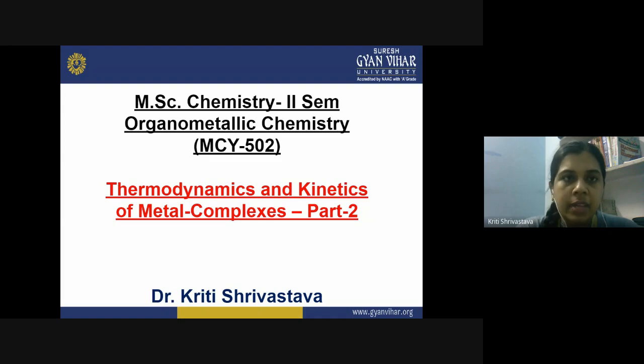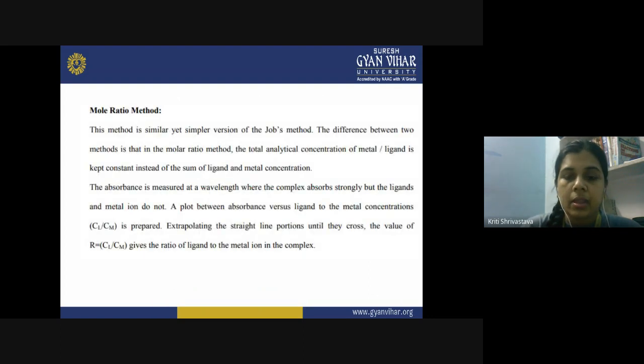So now we will continue that discussion today, and we will discuss a few more methods for the determination of stability constant. In the earlier lecture, we discussed the spectrophotometric method and Job's method. Today we will start with the mole ratio method.